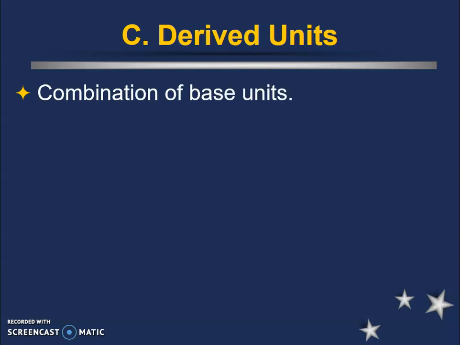So let's start by saying, what is a derived unit? A derived unit is simply a combination of base units. So let's remind ourselves, what was a base unit? That's your basic measurement, something you can directly measure. So for example, we can measure length, such as the length of a table. That is going to be in meters.